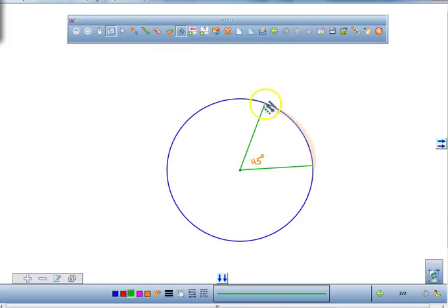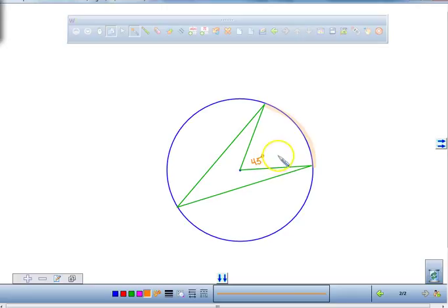Well, watch what happens. Now this angle definitely doesn't match this angle, but it's got a cool relationship. This angle is 22.5. This is still 45 degrees. This is called an inscribed angle. Inscribed angles are always half the measure of their arc. All right? So if that's a 45, that's 22.5.